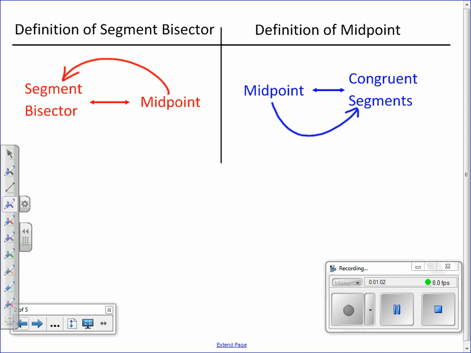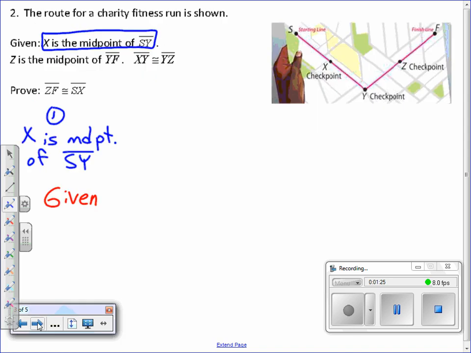The arrows are going both directions in the middle because they're biconditionals. That means that the original definition can be written as a conditional whose converse is true. So you can write it forwards or backwards. All that to say, because it worked well last time and I see a lot of congruent segments in my proof, I'm going to use this one. Because I have a midpoint, I have congruent segments.